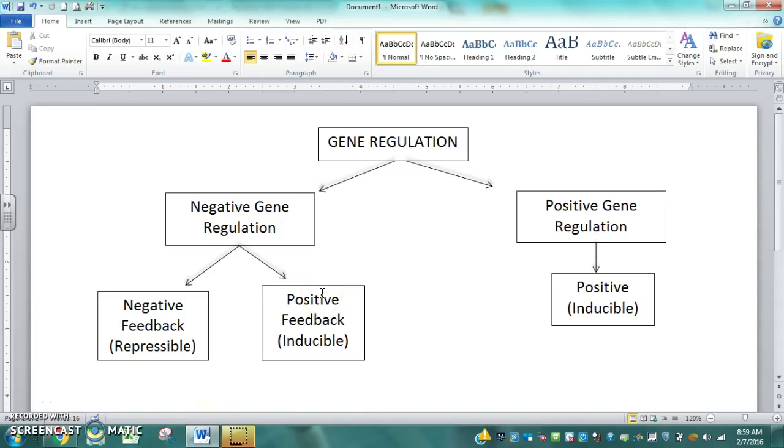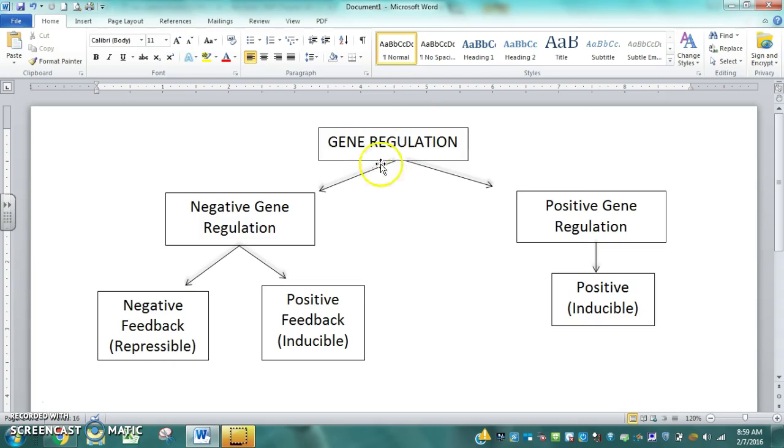Okay, some of you guys were asking about gene regulation, and there's a lot of different terms here: positive gene regulation, negative gene regulation, and how they all work out, and then also negative and positive feedback, which makes it a little bit confusing because they're the same terms. So, kind of a quick summary for you guys.